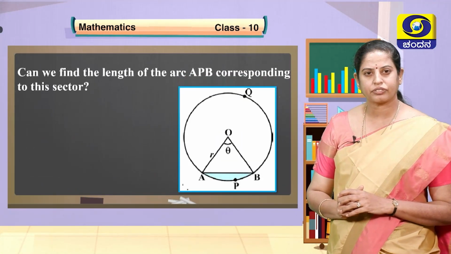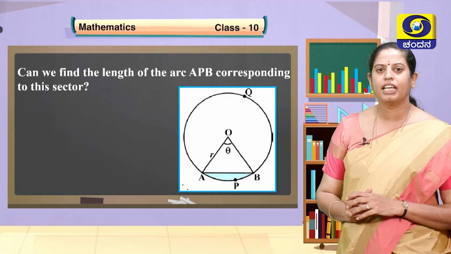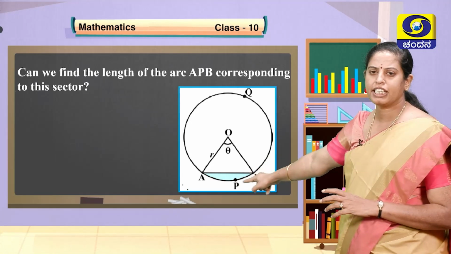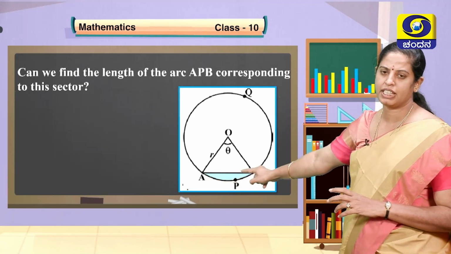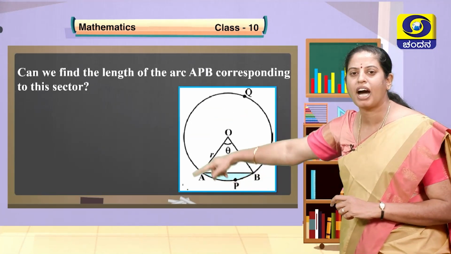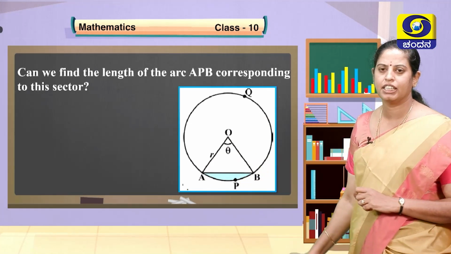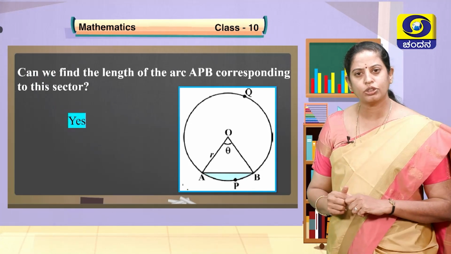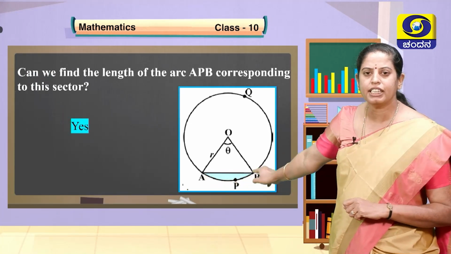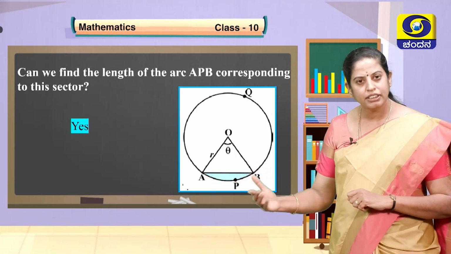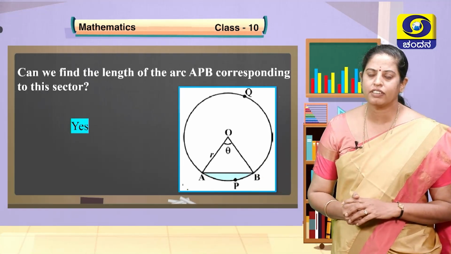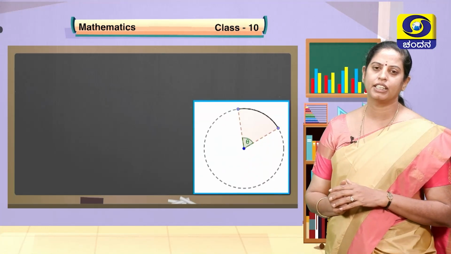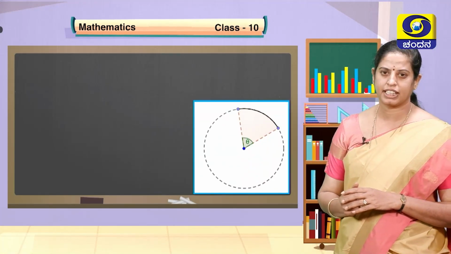Okay. Can we find the length of the arc APB? We know how to find the area. Can we find the length of the arc APB? Yes, this arc is nothing but a part of the circumference of the circle. We know how to find the circumference, that is 2 pi r. How do we find the length of the arc? The same way as we did for the area of the sector.